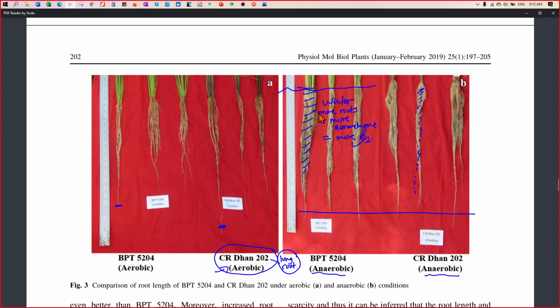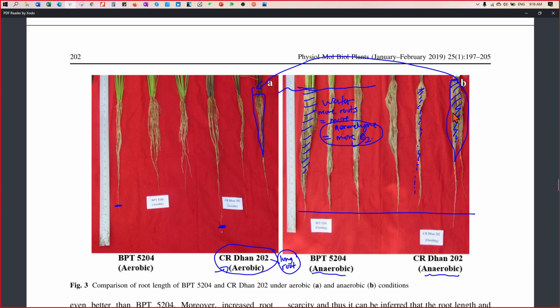Is it to absorb more water? No, it's not to absorb more water. They want more of this parenchyma so that they have more oxygen, and that can come from the top part. What about the anaerobic CR DHAN? They too increase the root mass. Even though this is smaller than the BPT variety, it is still bigger. You see, very little here compared to here.